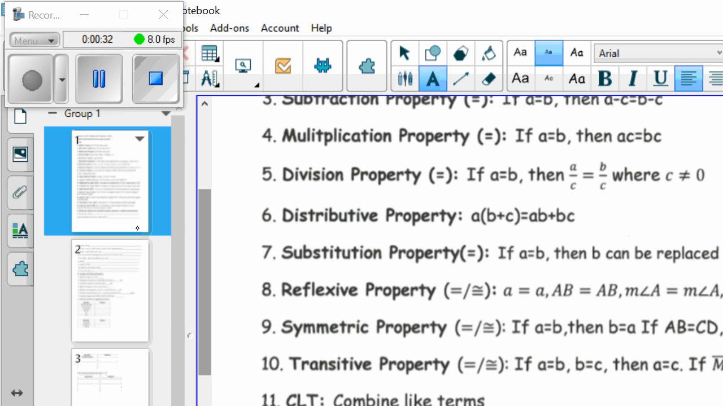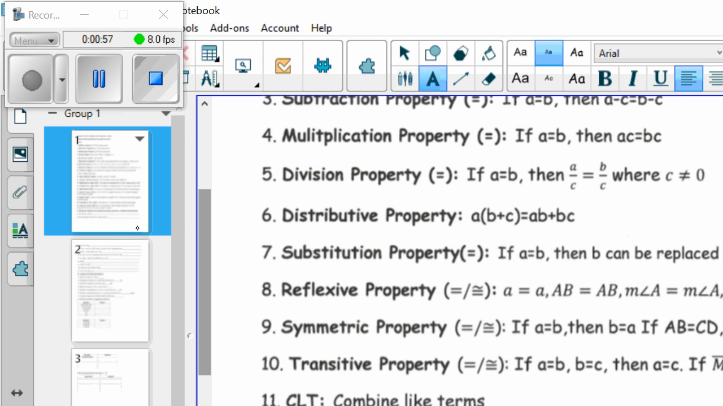That's why we cannot abbreviate subtraction as SUB. We have to write out subtraction, and we have to write out substitution. The substitution property just says if A equals B, then B can be replaced with A in any equation. So if C equals 5, then I can say A plus C equals A plus 5. I can substitute that.